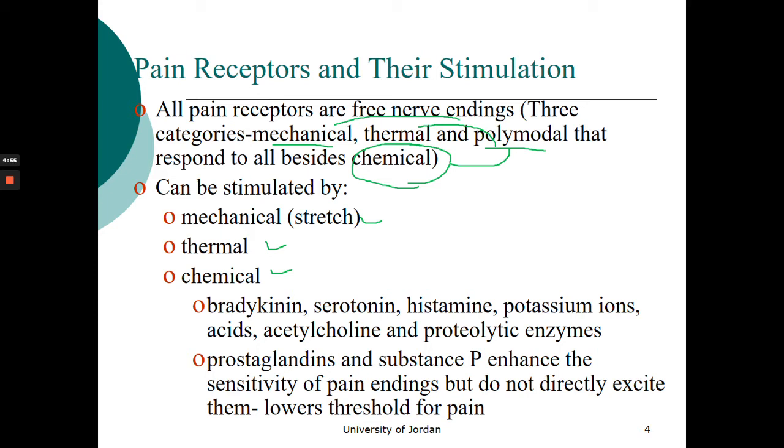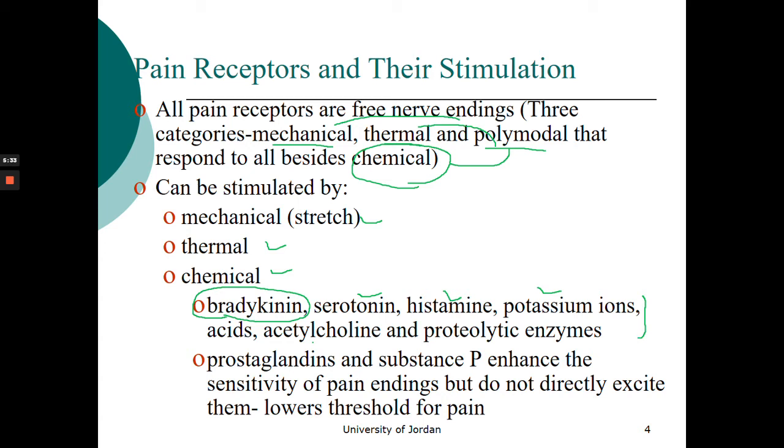The chemicals that are released from the damaged tissue and excite pain receptors are bradykinin. This is a very important substance. And you know bradykinin is formed from kinin after the action of kallikrein enzymes. Others are serotonin, histamine, potassium ions, acids, acetylcholine, and proteolytic enzymes. These are substances that can excite pain receptors.